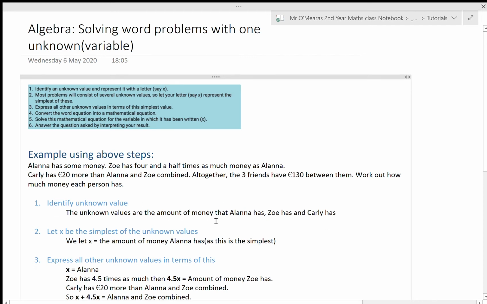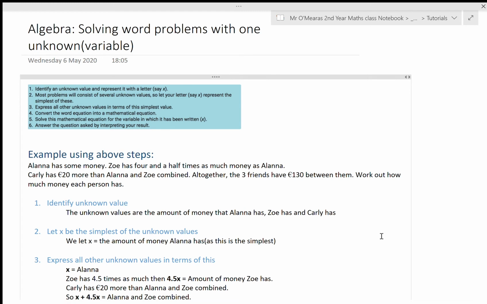So you identify the unknown values. So the unknown values are the amount of money that Alana has, Zoe has, and Carly has. So you have 3 things that you don't know the value of, or the quantity. So which one of those 3 is the simplest? Okay, so Alana is the one that they've given us first, and if you look at it, everything else is based off, like Zoe's money references how much money Alana has. Carly references how much Alana and Zoe has. So you start off with the one that's at the start. So in this case, the simplest one is Alana.